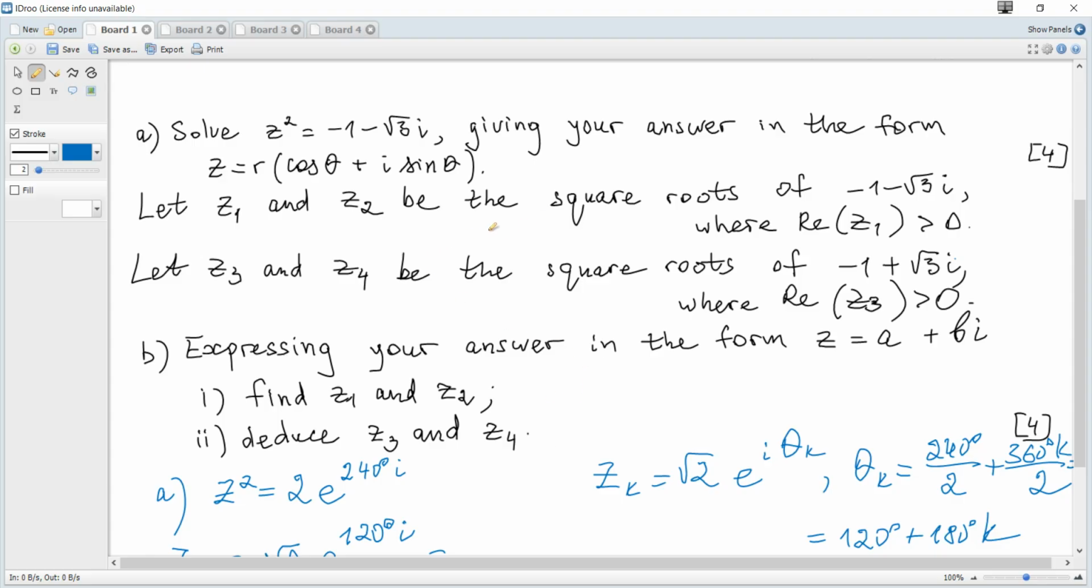So when Z is the square root of this, it's the same as when we solve Z squared is negative 1 minus root of 3i, so it's absolutely the same. So Z squared is this, it's the same as Z is the square root of this. And we need the real part of Z1 to be positive, and we need it in the Cartesian form.